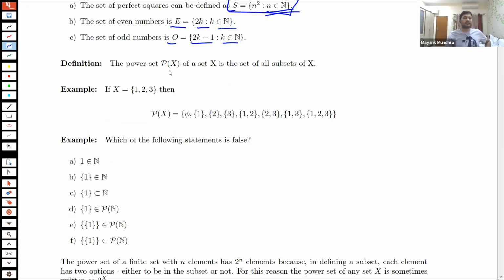The next is power sets. So the power set of any set X is the set of all subsets of X. So suppose X is the set of all shirts that I have. Suppose shirt 1, shirt 2, shirt 3, shirt 4. So I have 4 shirts. And this is the set of all the shirts that I have.